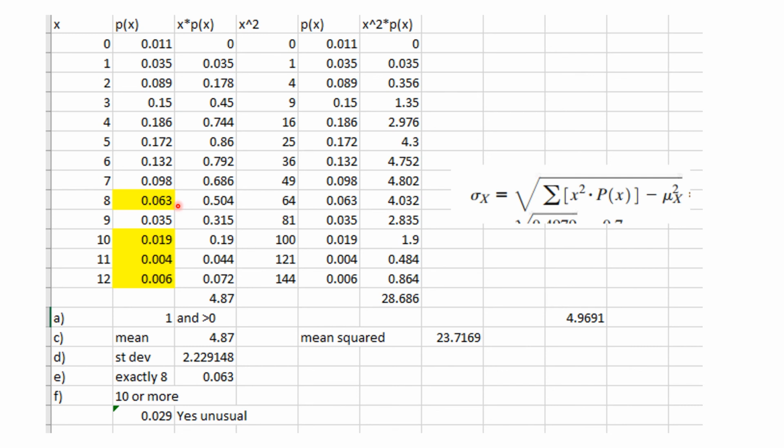They ask what's the probability of exactly 8. I just look on the table, and it's 0.63. What's the probability of 10 or more? These are disjoint sets, so if 10 happens, 11 happens, or 12 happens, only one of them happens and they don't overlap. So these are disjoint events, so I can just add those probabilities together. And that's what I did, and I got 0.29. And yes, that is unusual because this is less than 5%.